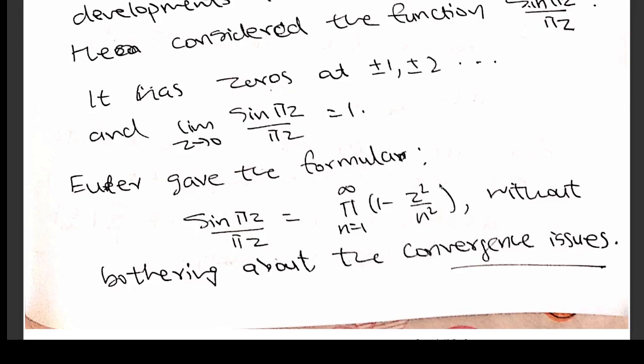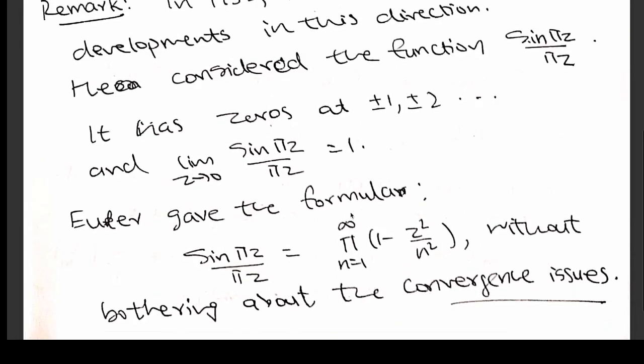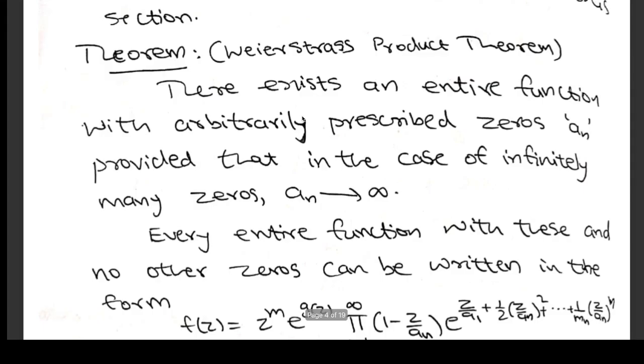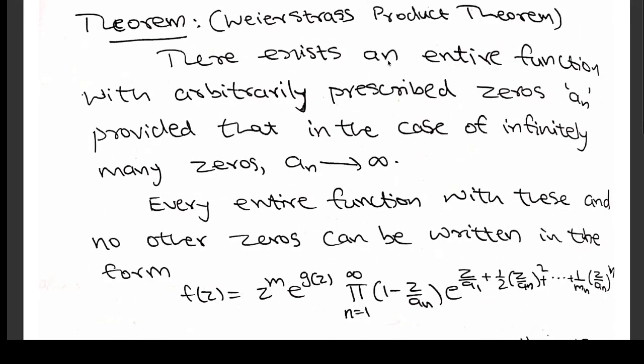Euler conjectured that this series product representation is true, without bothering about the convergence issues. So after proving all the results, all the Weierstrass rigorous estimates, everything, finally we will end up with this formula, which Euler predicted in 1735. So this is the main result, the Weierstrass product theorem.